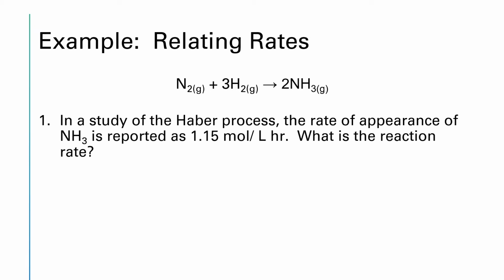Well, we're told the rate with respect to ammonia, and ammonia has a coefficient of 2 in the balanced equation. So to get the reaction rate, we will take 1 over the coefficient, and since ammonia is a product, we just keep that a positive number, and then times the rate of change of ammonia.